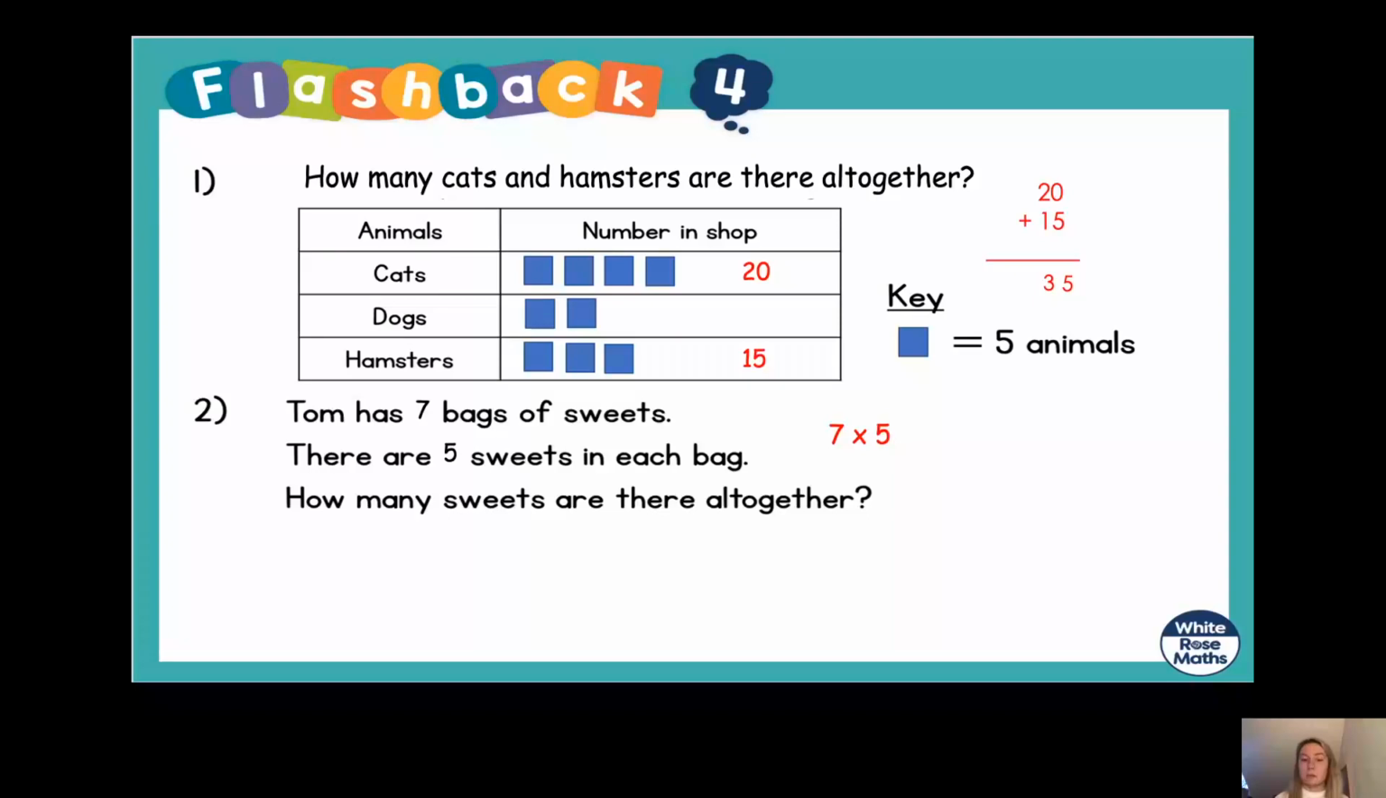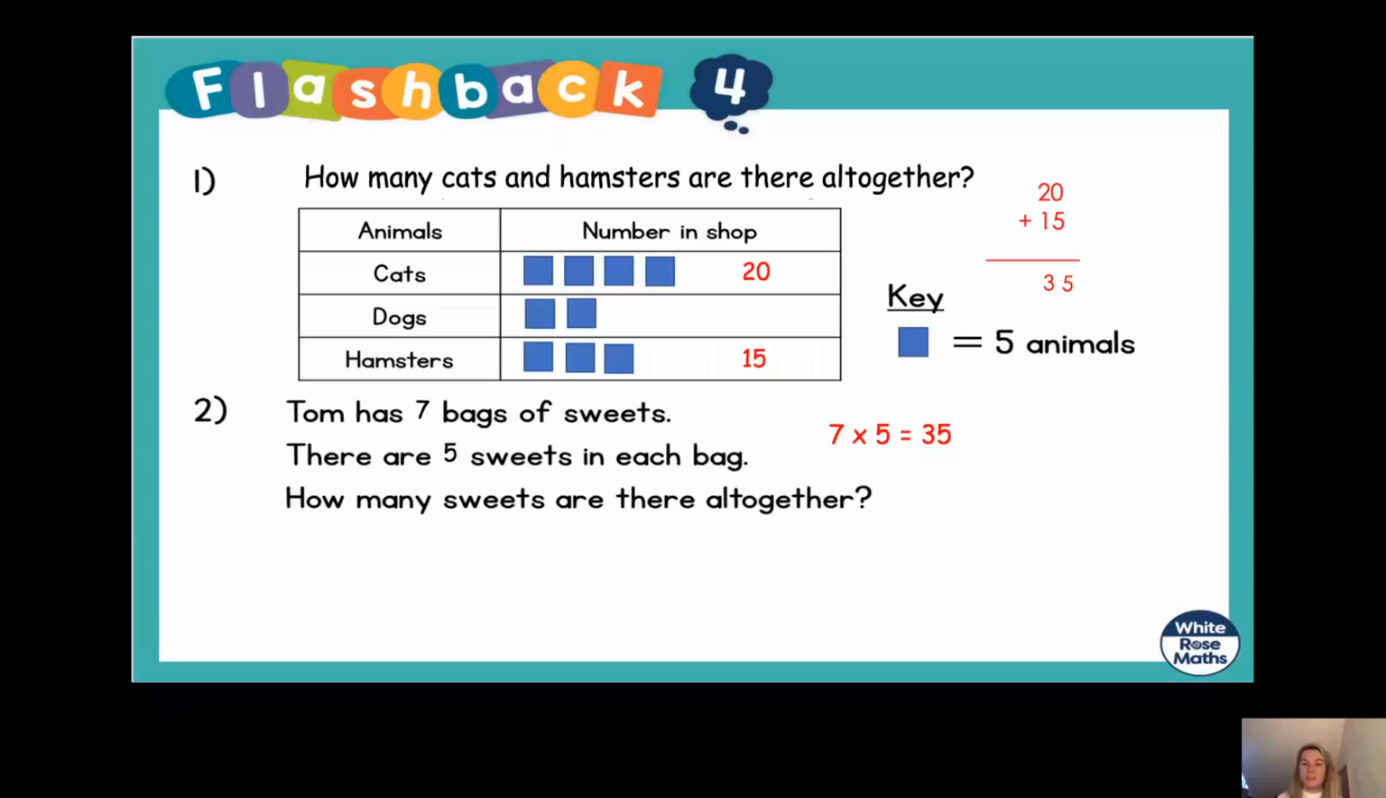Now, count with me in steps of 5 7 times. Can you tell me when to stop, please? Okay. 5, 10, 15, 20, 25, 30, 35. Yes, you're right. I need to stop because I've counted 7 steps of 5. And what number did I get to? Yes, I got to 35. So therefore, there are 35 sweets all together in 7 bags.